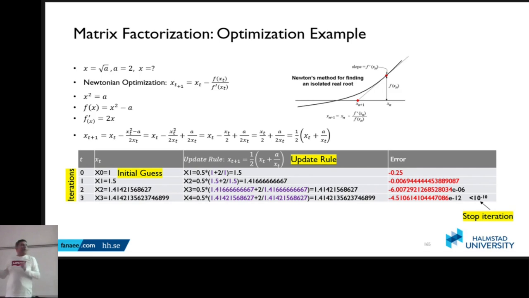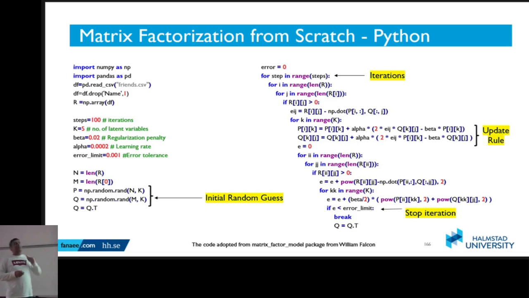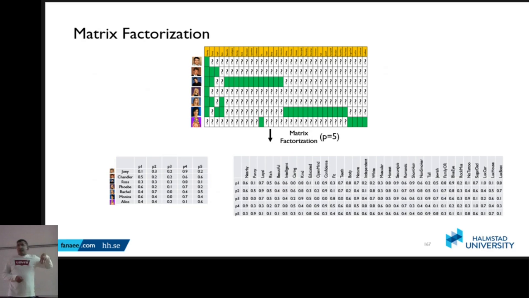In gradient descent, you have all of this. Look at the code of matrix factorization. You have an initial random guess: you generate two random factor matrices. You have iterations; here we said 100 iterations. And you have an update rule that is computed based on the derivative of the loss function. Then you have a stop iteration tolerance, an error limit. It says that if the error goes lower than this, we stop. It's nothing complicated. It's like finding a square root. Now that you know how matrix factorization is calculated, if we apply it, we have two factor matrices, P and Q.